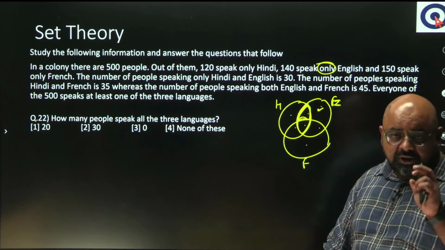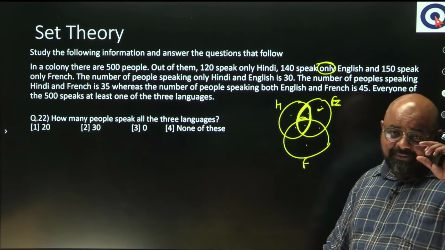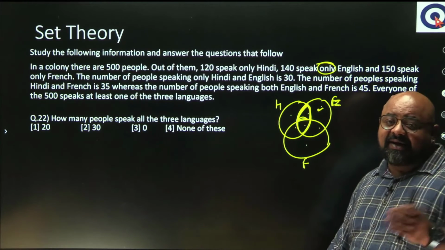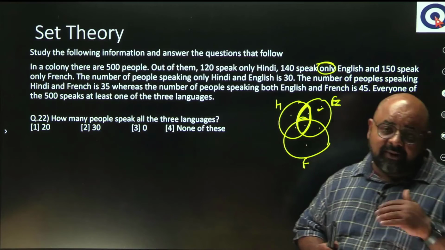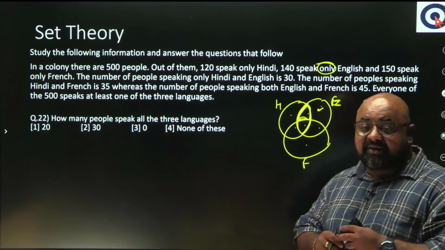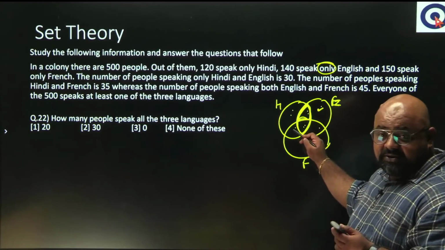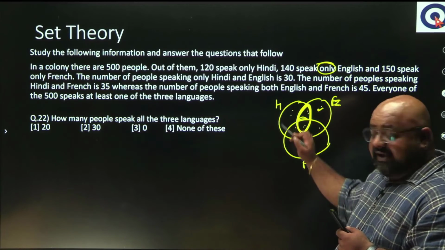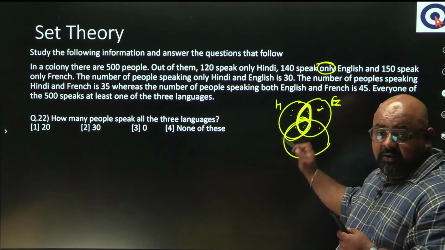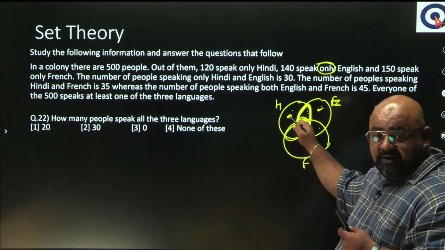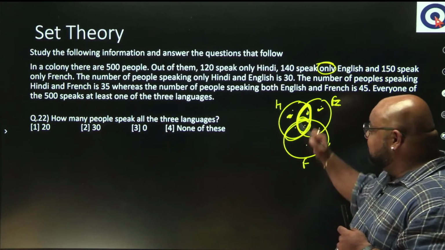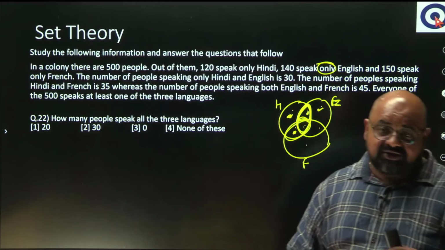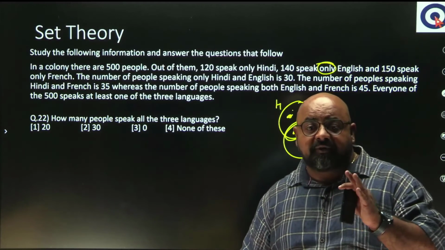Right? So what does only do? It qualifies a part of the circle, and if only is not mentioned, then it will have everything that has that part and anything extra. So Hindi means the sum of these 4 parts. Hindi and English means this entire thing. Hindi and French means this entire thing. Only Hindi means just this part. Only Hindi and English means just this part, and only Hindi and French means just this part. So in a set question, please be very sure of the word only.